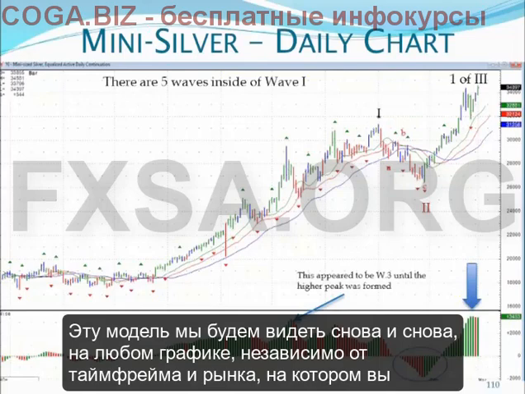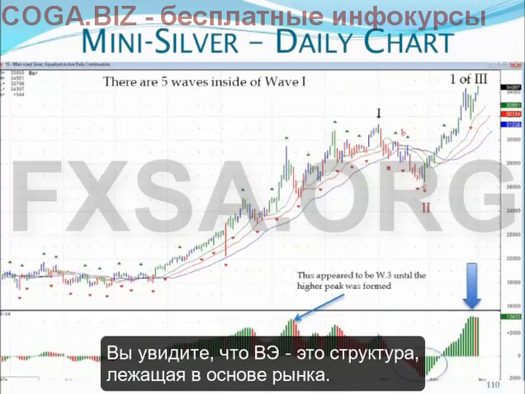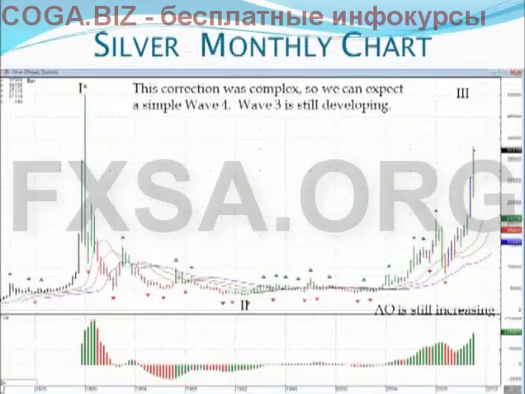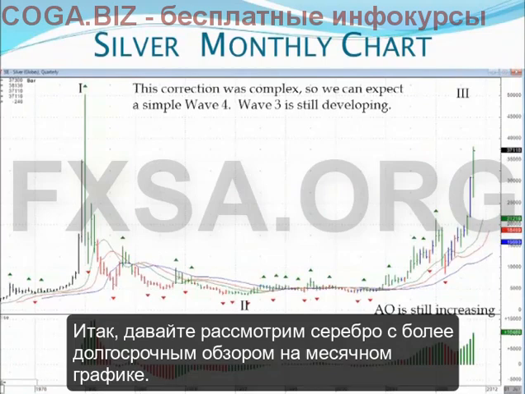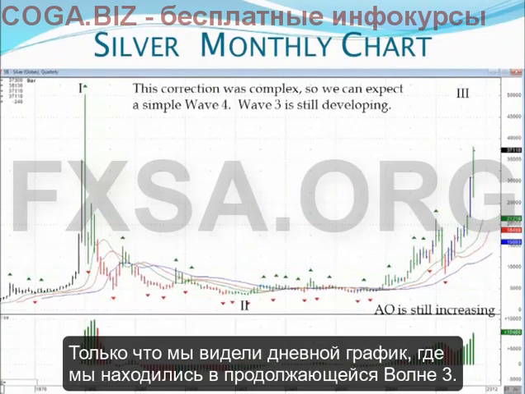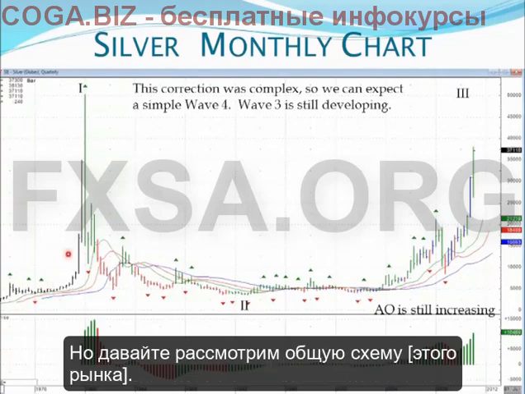This is an E-mini chart. Doesn't matter what time frame, what market you're trading, you're going to see that the Elliott wave is the underlying structure of the markets. So I want to take a little bit longer view of the monthly chart on silver. We just saw the daily chart and we know that we're still in a third wave.